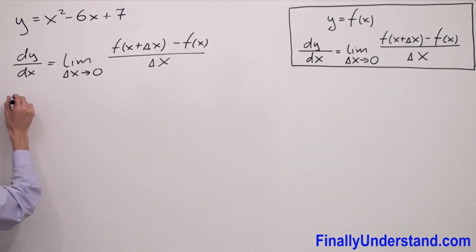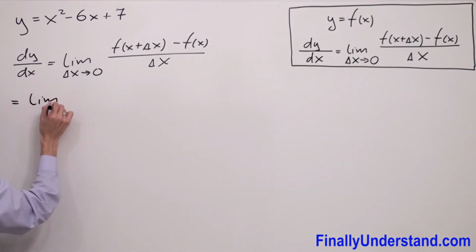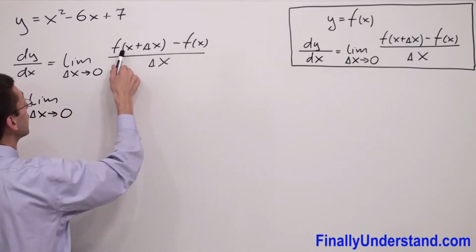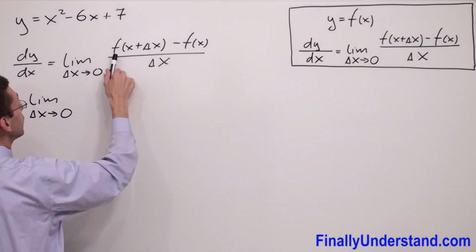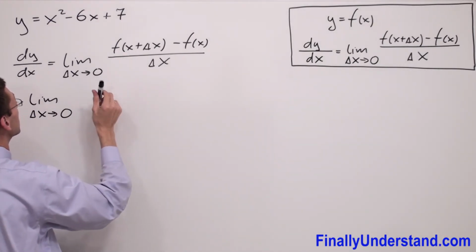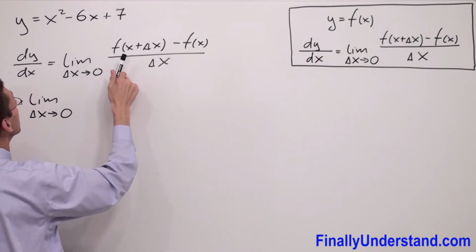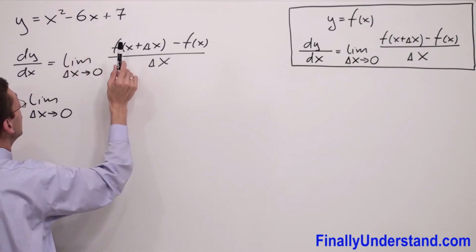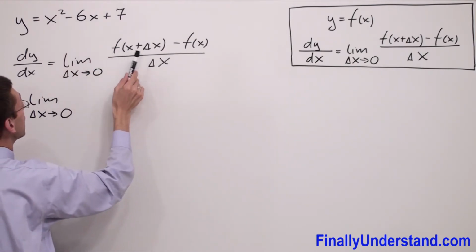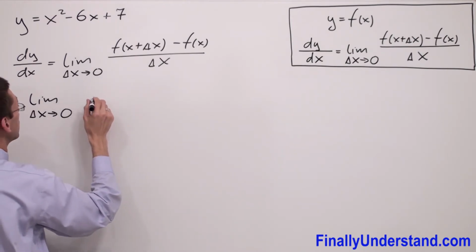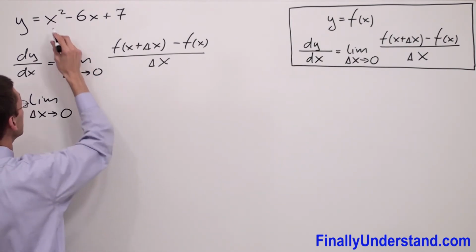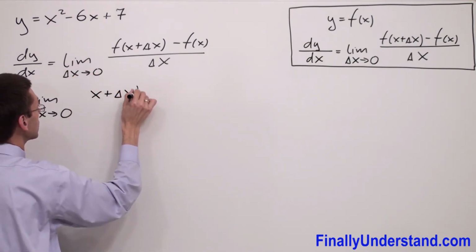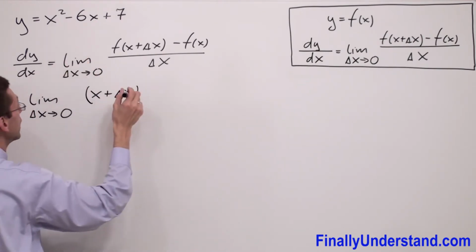So we have limit, of course, delta x approaches 0, and we have function f of x plus delta x. So how are you supposed to understand that? You're supposed to realize that anytime you see x in our function, instead of x, write x plus delta x. So we have x squared. Instead of x, write x plus delta x. And because my first x is squared, I'm supposed to square it.